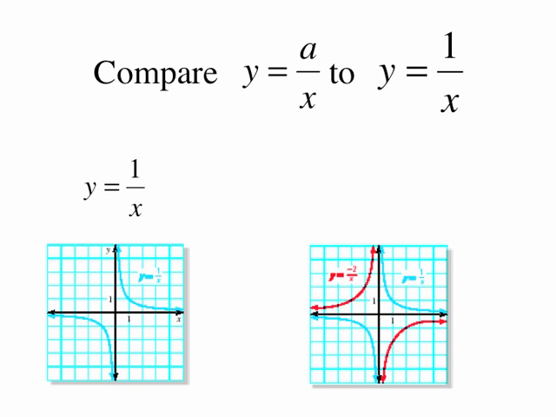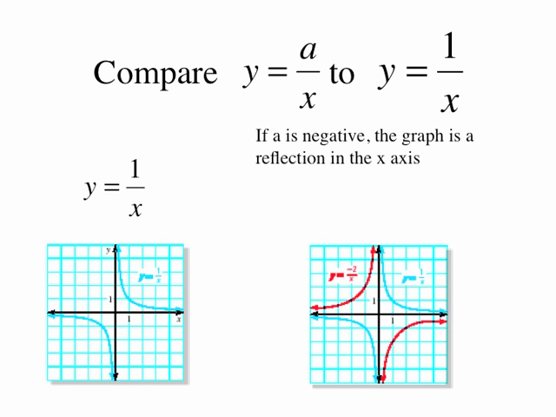All right, so what I've shown below, now in red there, is what happens if a is negative. If a is negative, then the graph is flipped upside down. It's a reflection across the x-axis. So y equals negative 2 over x would be the flipped over version of y equals 2 over x. Making that a negative flips the graph upside down.